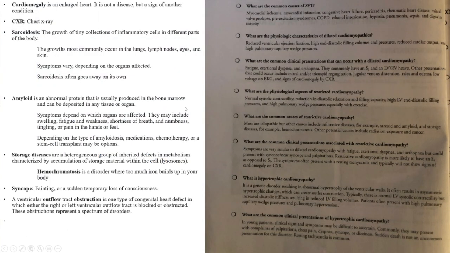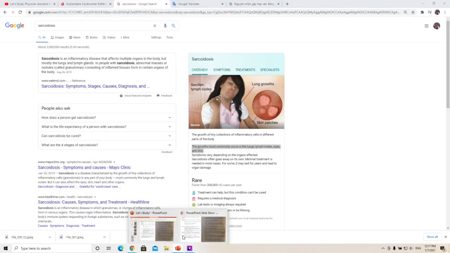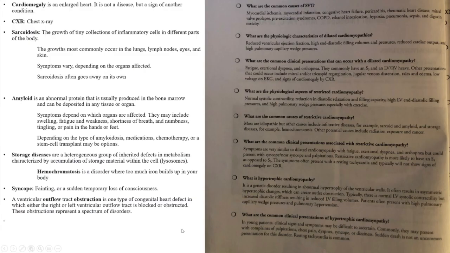Okay. So sarcoidosis. Wait, actually, tiny collections of inflammatory cells. Okay, alright, cool. They commonly occur in the lungs, lymph nodes, eyes, and skin, and they vary depending on the organs affected. Okay. Amyloid is abnormal protein usually produced in the bone marrow and can be deposited to any tissue or organ. The symptoms depend on which organs are affected.